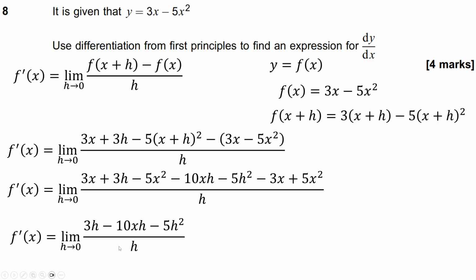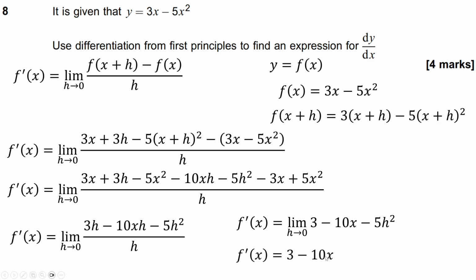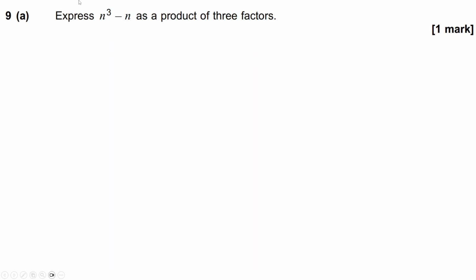And then here you can cancel out h's because you've got h's in all of them. Okay, so now it's the limit as h approaches 0 of all this. This here will go to 0 because h, 0 squared is just 0, and then 0 times 5 minus 5 is just 0. So you're left with 3 minus 10x, which is just the answer.